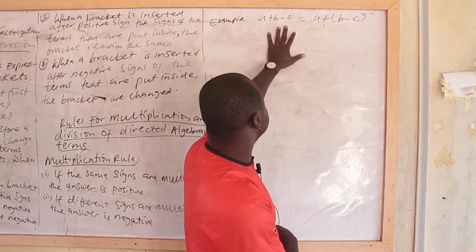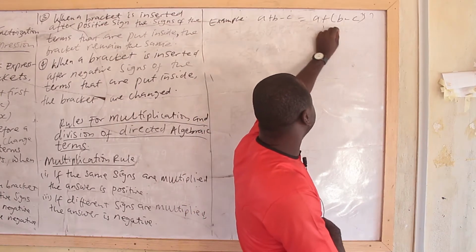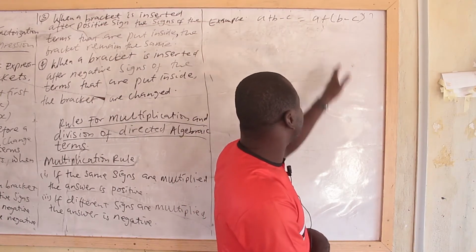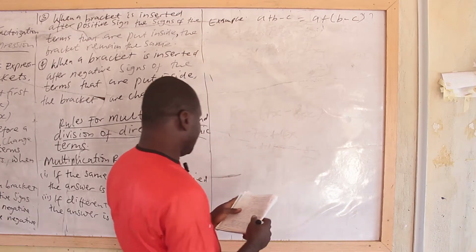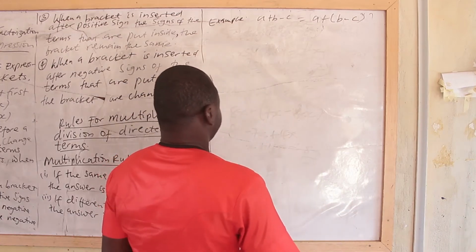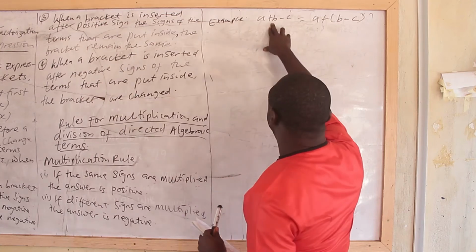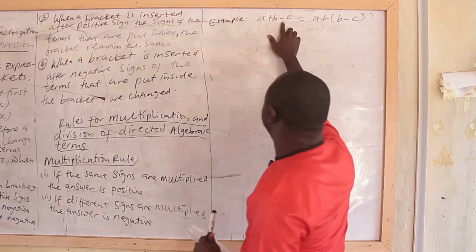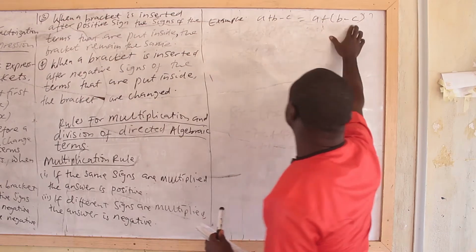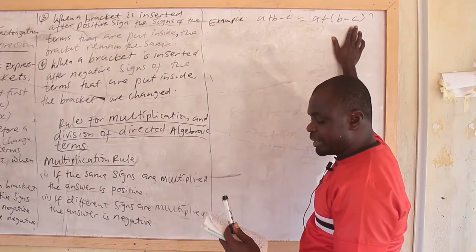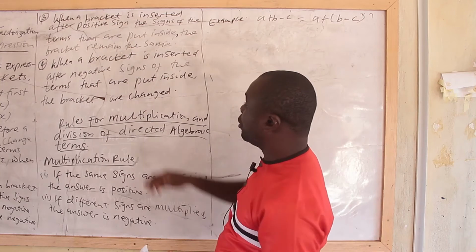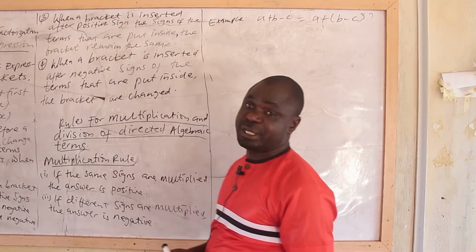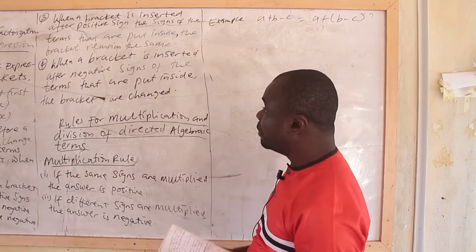A plus b minus c is equal to a plus bracket b minus c. You close the bracket. Here, you can see that the b, which is positive, is still positive inside the bracket. And the c, which is negative, is still negative inside the bracket. So that is what rule 3 is trying to tell us. So let us move to rule 4.